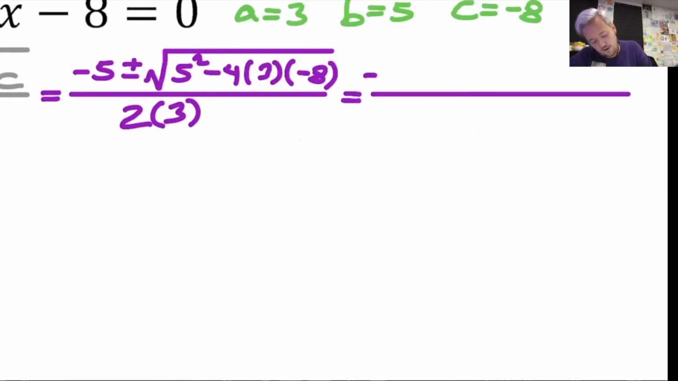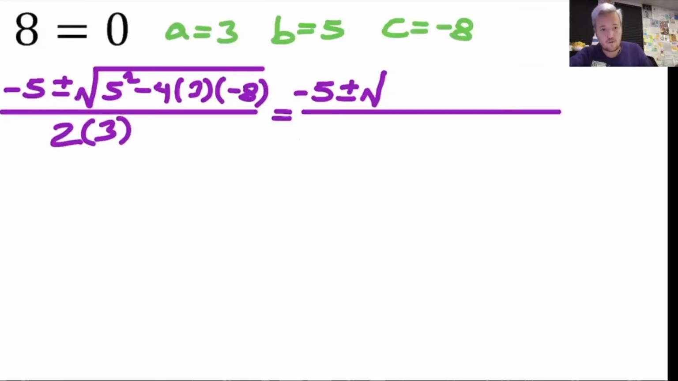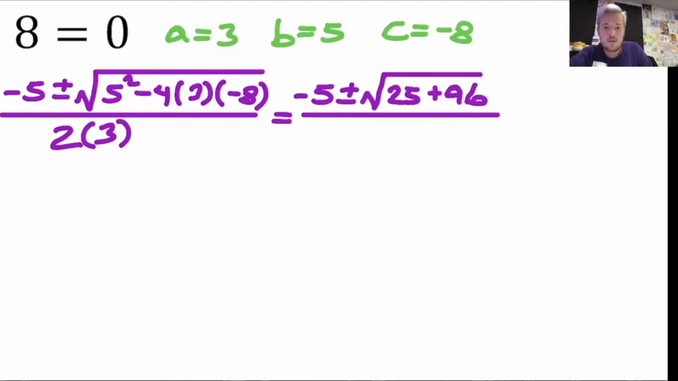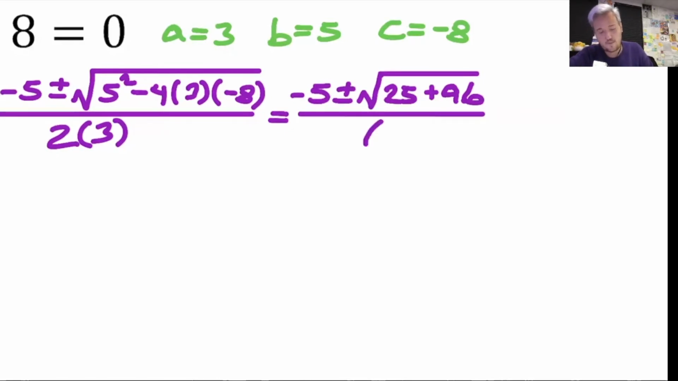So I have -5 plus or minus the square root. So I'm going to focus on the discriminant here first. You always need to focus on the discriminant first. So 25, which is 5 squared. And then we have 4 times 3 times -8. All right, so here 4 times 3 times -8 is -96. All right, I'm going to shorten this a little bit. Don't need all that. All over 2 times 3, which is going to give you 6.